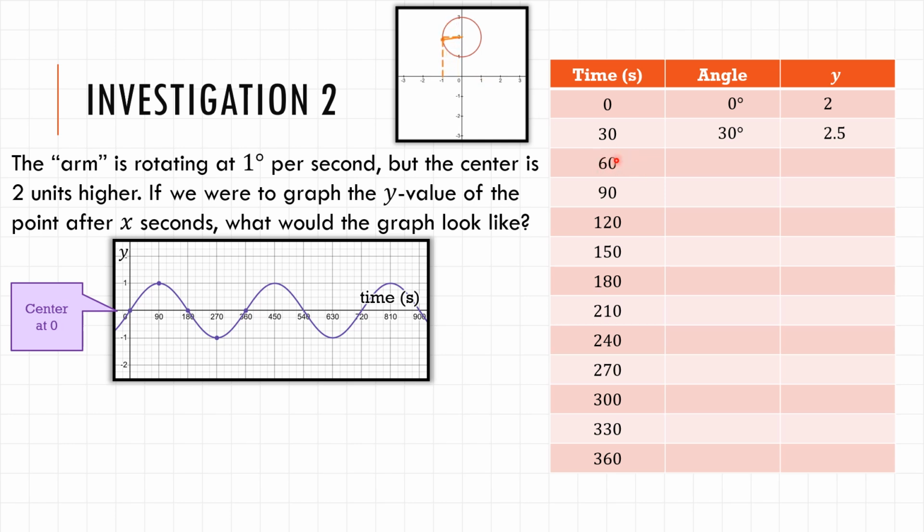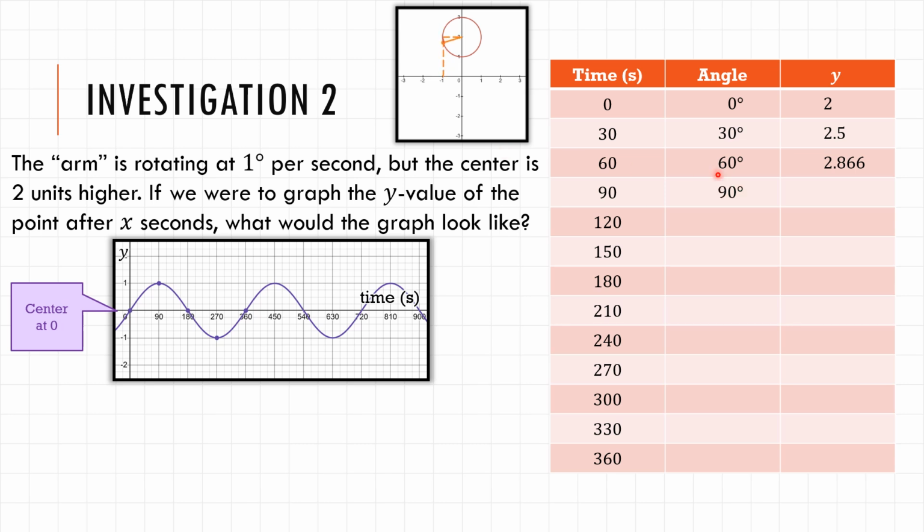After 60 seconds, and I'll just do one more row here, remember the point is going to move to here. And if I wanted to find this distance just right here, that would be sine of 60 degrees. And that's 0.866. 0.866 plus the 2 from here, from the movement up, gives us 2.866. So if you can, and this one will be quite tough, I think, see if you can finish this table, copy and complete this table for this investigation.